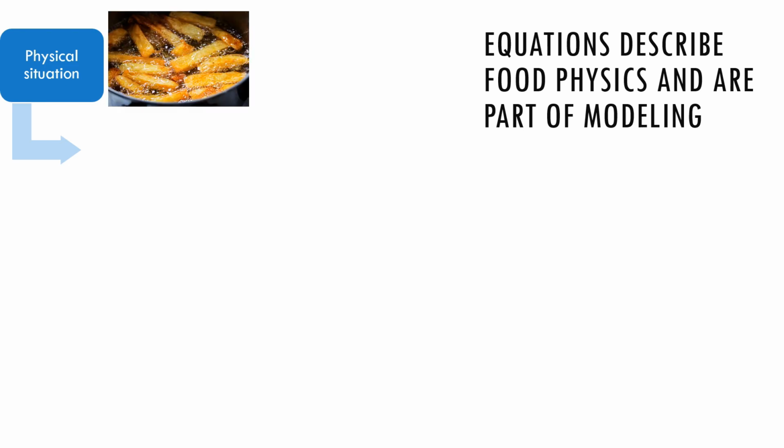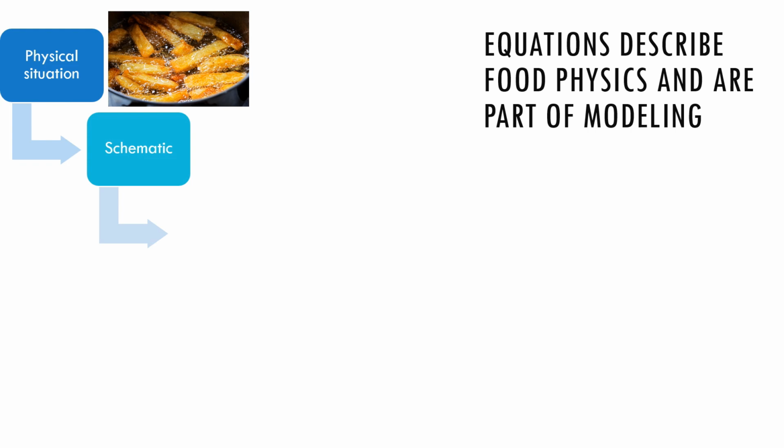Item number 2 in this summary. Okay, so what do we do with these equations? How are they useful? They are used to develop mathematical models to understand and optimize food processes. And this modeling process in a nutshell goes like this. We start from a physical situation like this deep frying process.